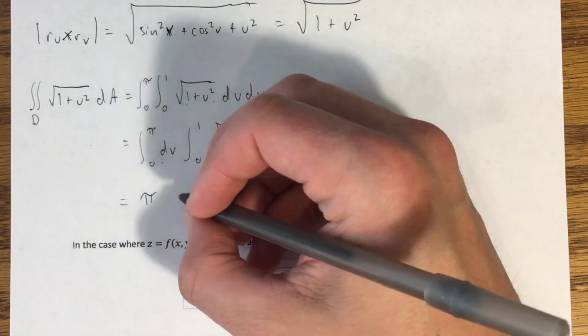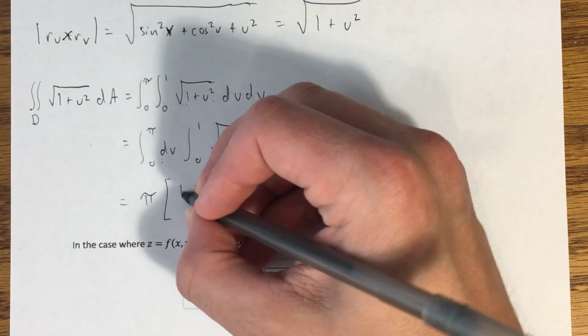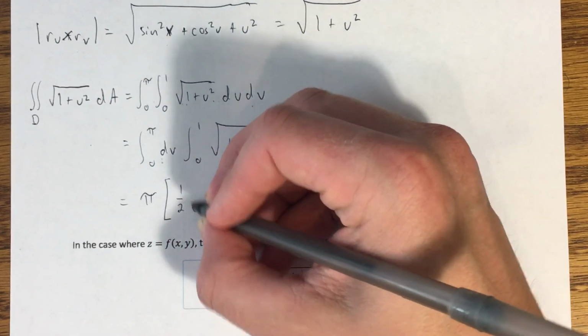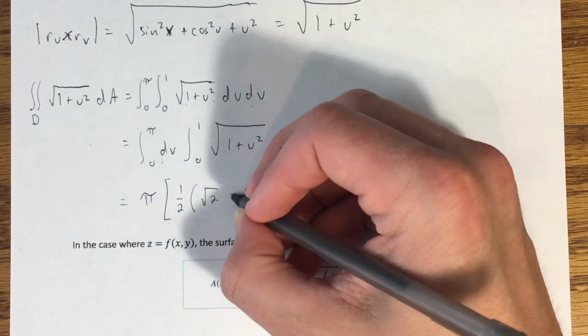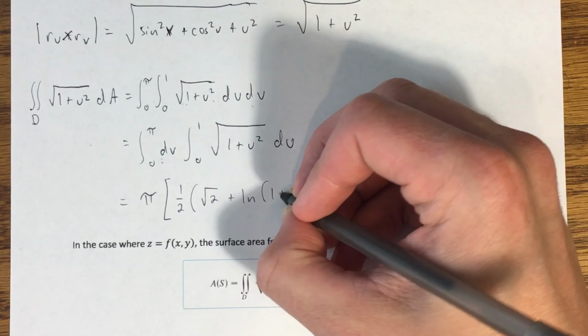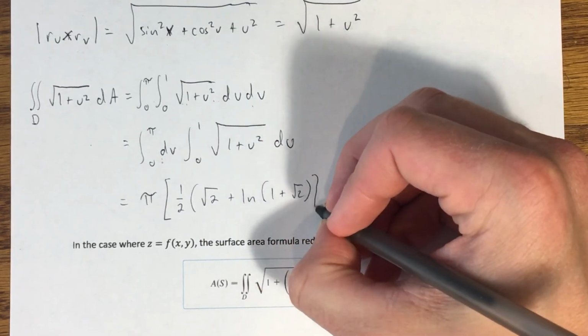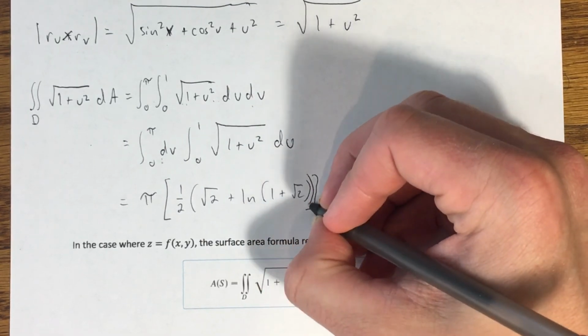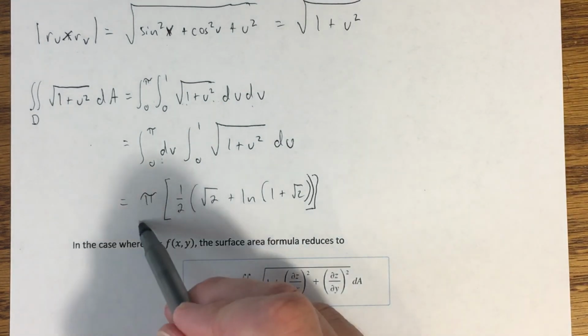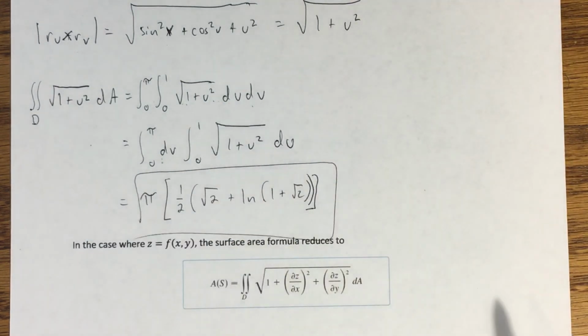So if you evaluate this, the integral comes out to 1/2 times root 2 plus the natural log of 1 plus root 2. One more parenthesis in there. Okay? Not a pretty answer, but that's what it is.